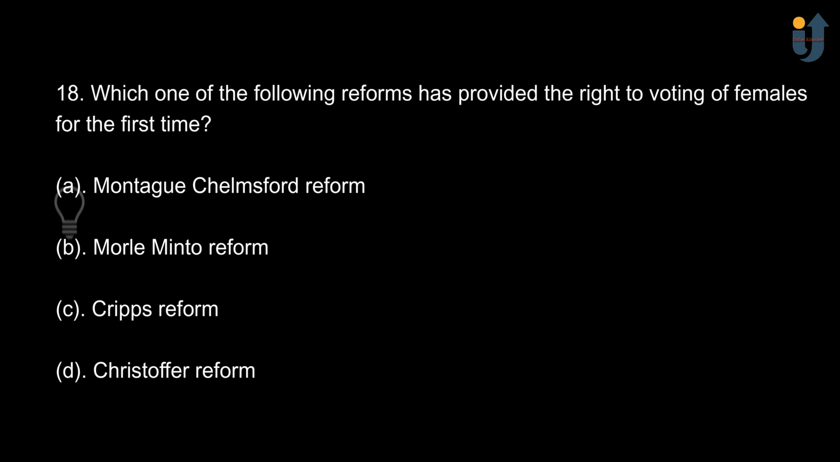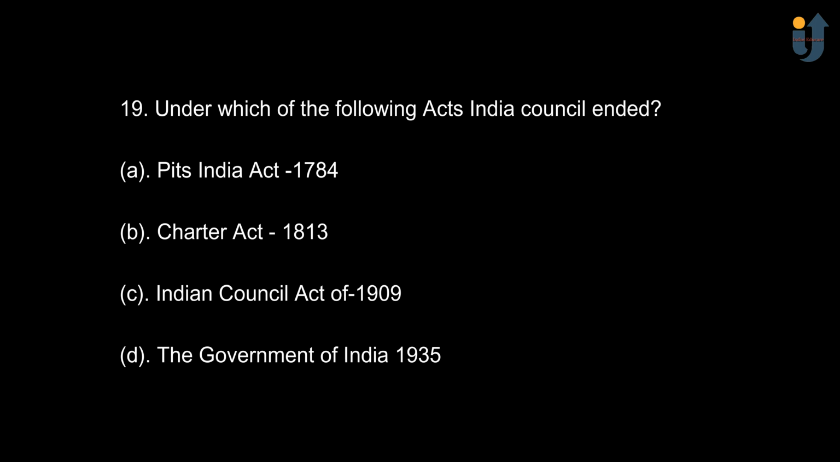The correct option is option A, Montagu-Chelmsford reform. Next, under which of the following acts India Council ended? Option A, Pitt's India Act 1784. Option B, Charter Act 1813. Option C, Indian Council Act of 1909. And option D is the Government of India Act 1935.